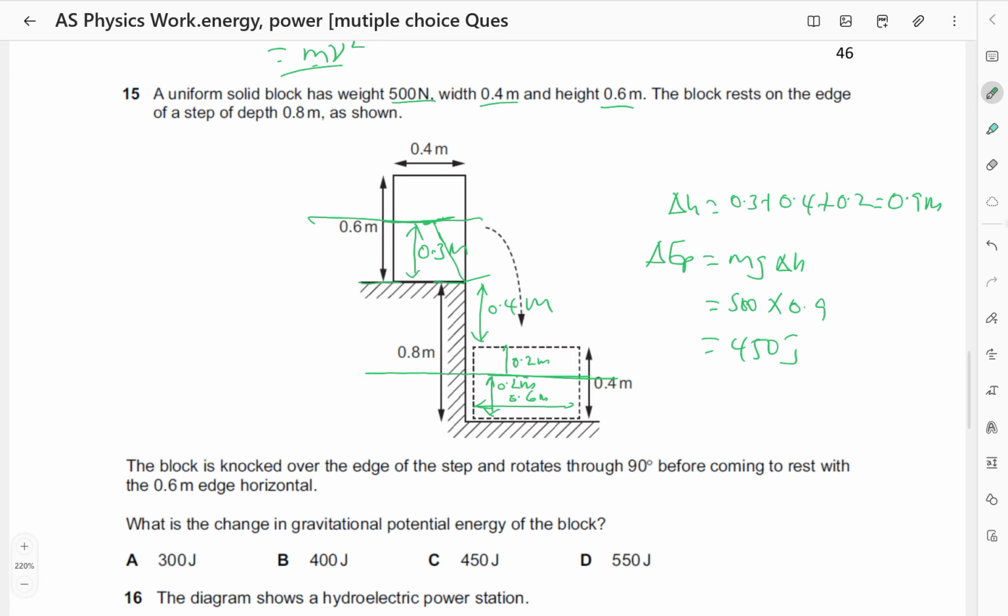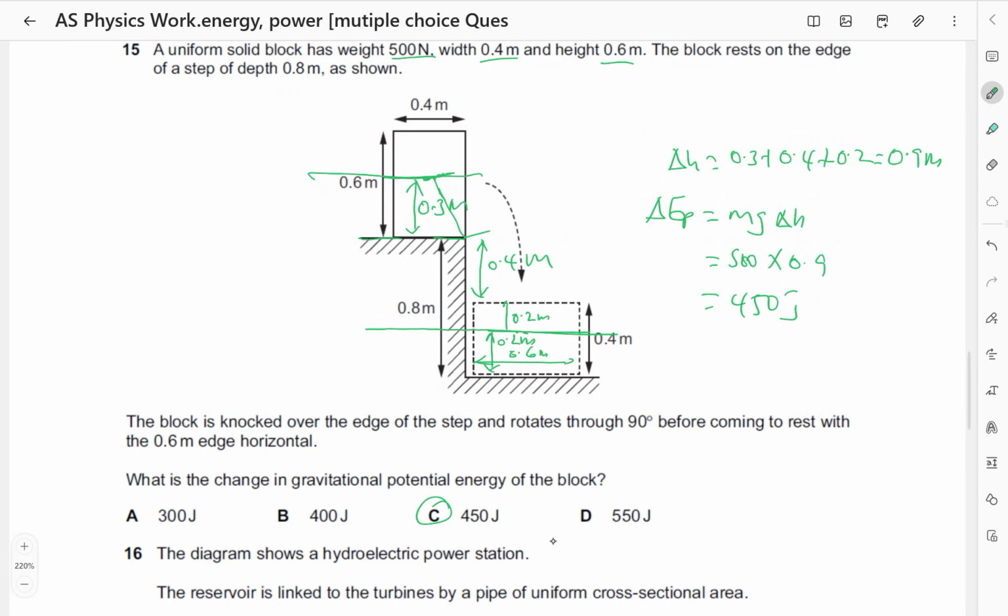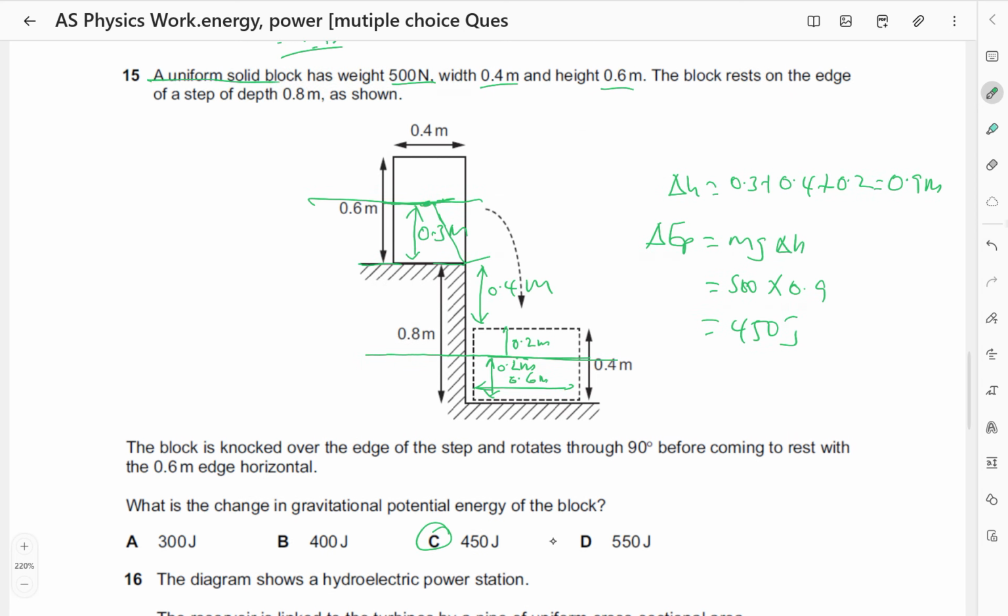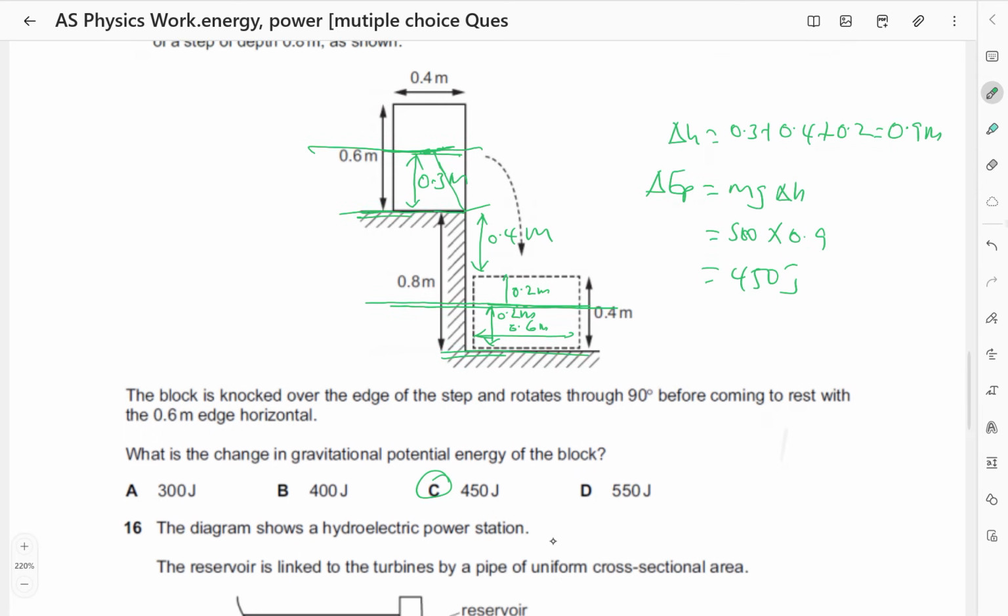What is the change in gravitational potential energy of the block? So the answer is C. Just notice how I got the heights. I just looked at the center of gravity. It is at the midpoint, if the object is uniform, like they say, it is a uniform solid block. So its center of gravity is at the midpoint. That's why I said its center of gravity was initially at a height of 0.3 meters from this platform here. And now, because it has flipped, the center of gravity is at a height of 0.4 meters from this platform here. So the change in the position of the center of gravity was 0.9 meters.